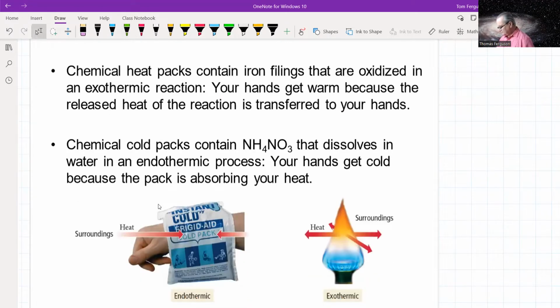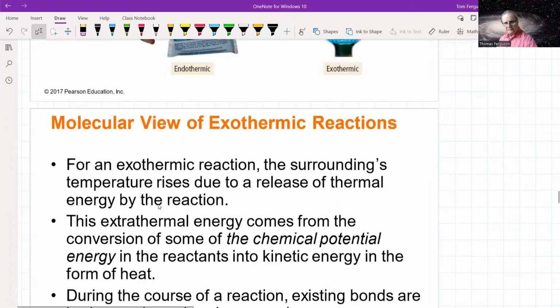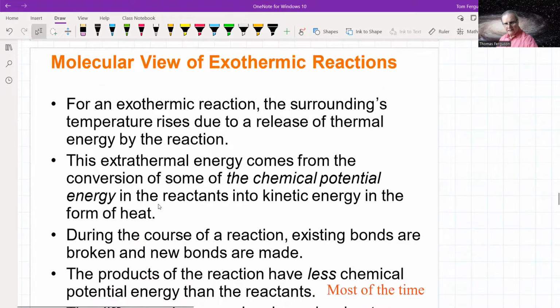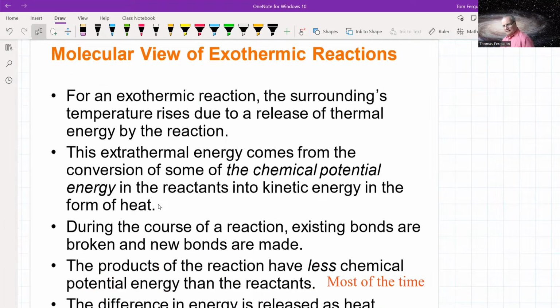And there's a lot of examples of that in your daily life. Cold pads, hot pads, etc. Okay. There's an exchange between kinetic and potential energy whenever a reaction happens. We can measure that change via the metric temperature.